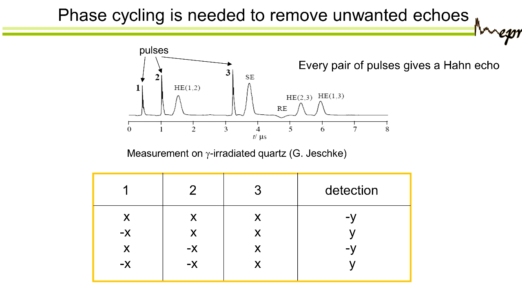For the first sequence, you give all pulses along the same direction, and you put your detection on -y. Then for the second one, you change the phase of the first pulse, and you detect with the plus. You add the data, then subtract, then add, and you get rid of these pulses. Because if you don't do that and you measure your echo as a function of this time t, some of them will go one on top of the other, and you would sometimes see these huge glitches. So you have to do this phase cycling.